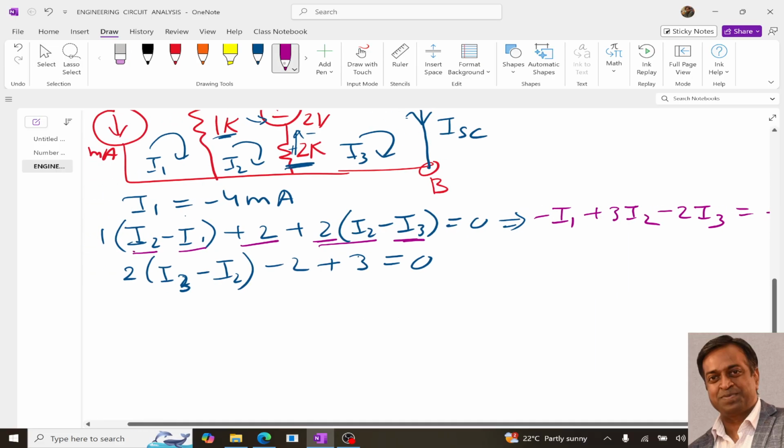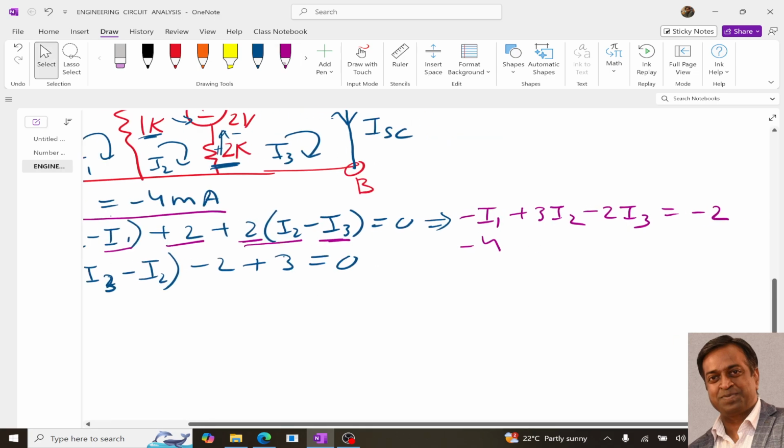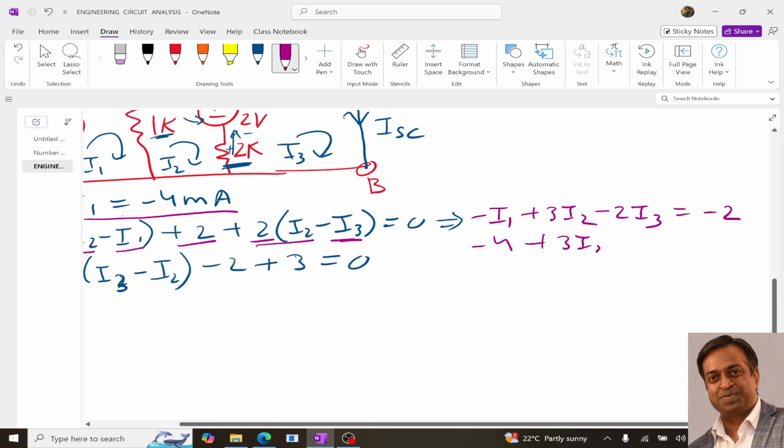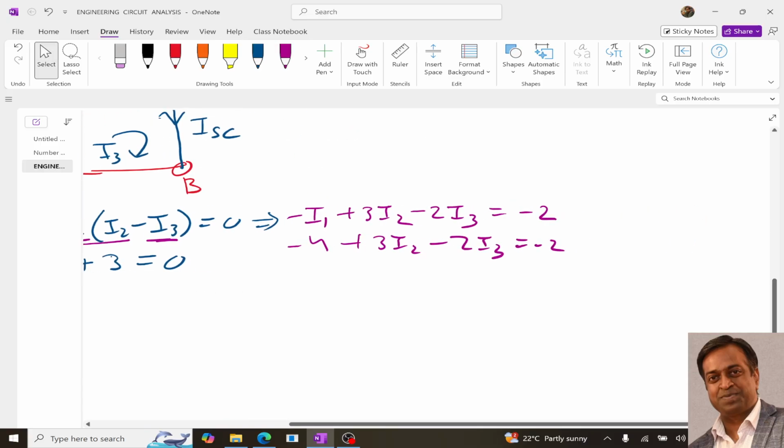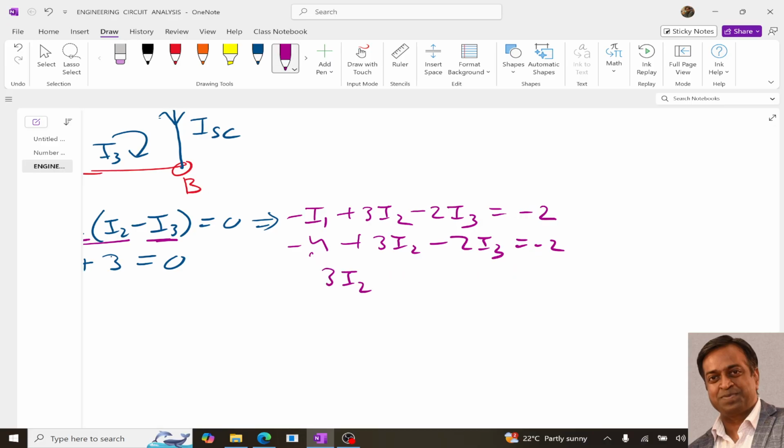And similarly, now substituting the value of this I1 as minus 4 over here, I will get minus 4 plus 3I2 minus 2I3 equals minus 2. So taking this minus 4 on the right side, I will get 3I2 minus 2I3 equals minus 6. So this is our first equation.